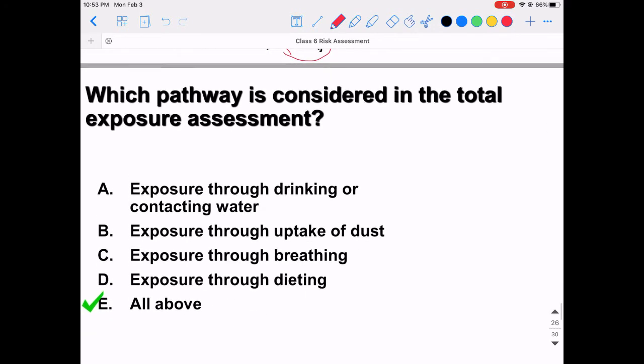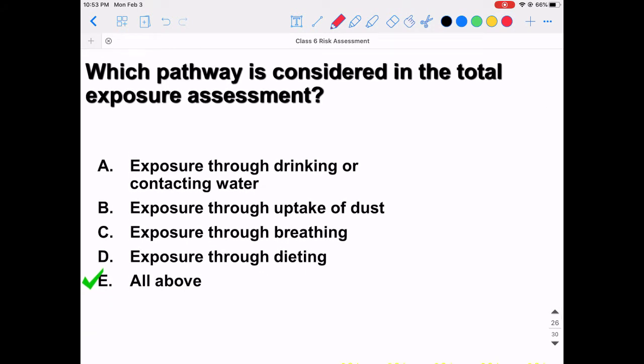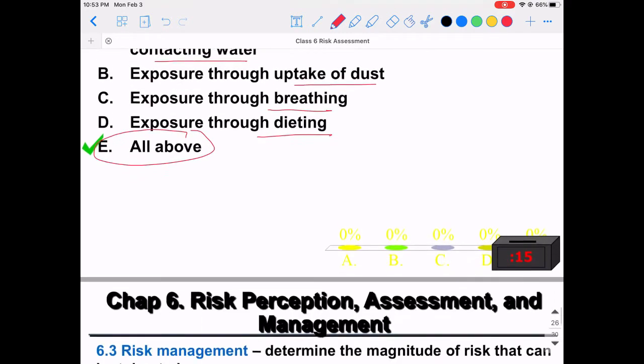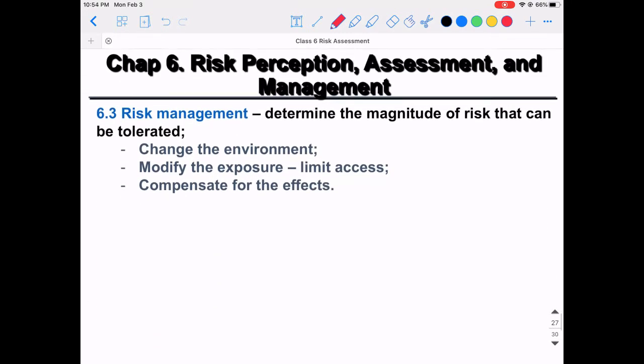Okay, so another quiz here. Which pathway is considered in the total exposure assessment? The exposure through drinking or contacting water, exposure through uptake of dust, exposure through breathing, exposure through dieting. Actually, it can be all of them. It can be ingestion pathways from all of these processes.